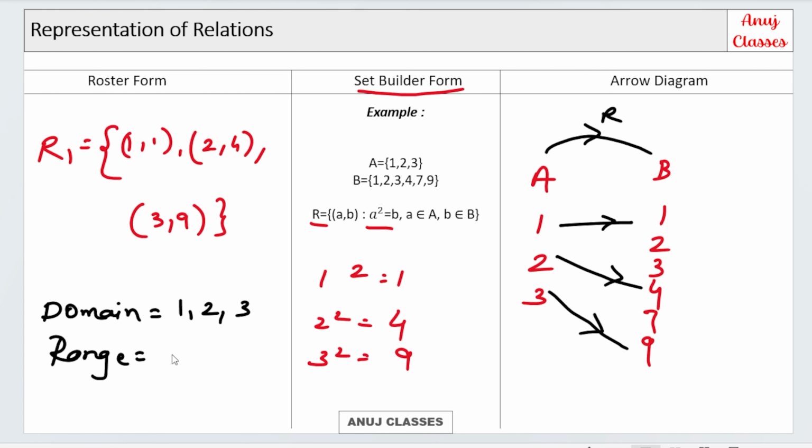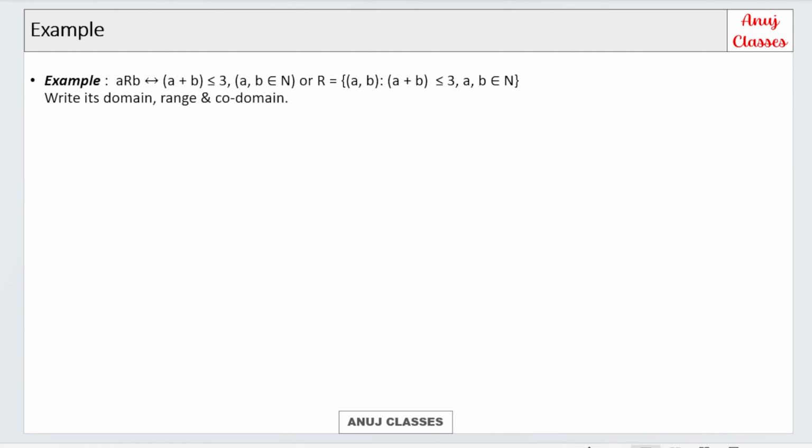Range will be 1, 4, 9, and all the elements of B will become codomain. So in the next slide we'll have one example. So ARB means A is related to B, and we have an equation. So what does the equation say? A plus B is less than or equal to 3, and A and B belong to N, the natural numbers. Natural number means starting from 1 to infinity.